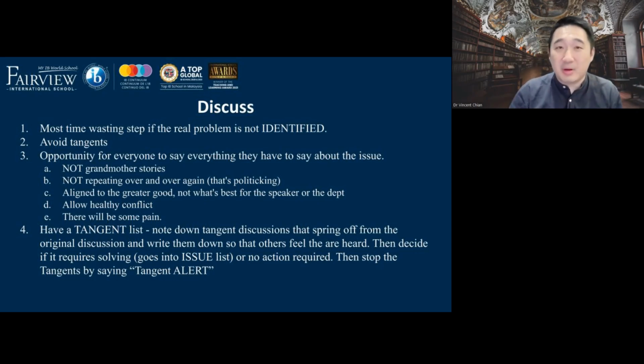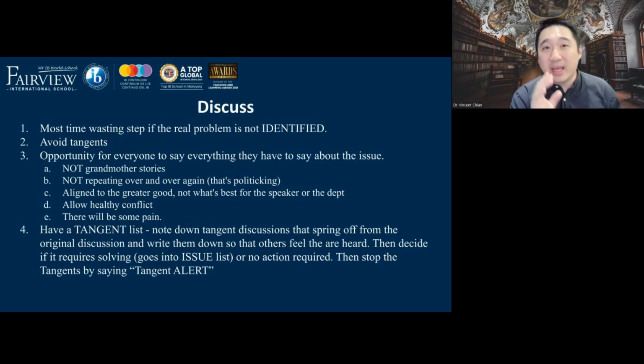All right, so it's healthy conflict. There will be some pain. People are not going to agree with each other. That's just the way it is. But what's more important than you trying to make sure that everybody's on the same page and agreeing to the same thing is allowing people to know that even though they are not on the same page, they will be heard. And that's very important. Okay. But again, don't let them get into grandmother stories.